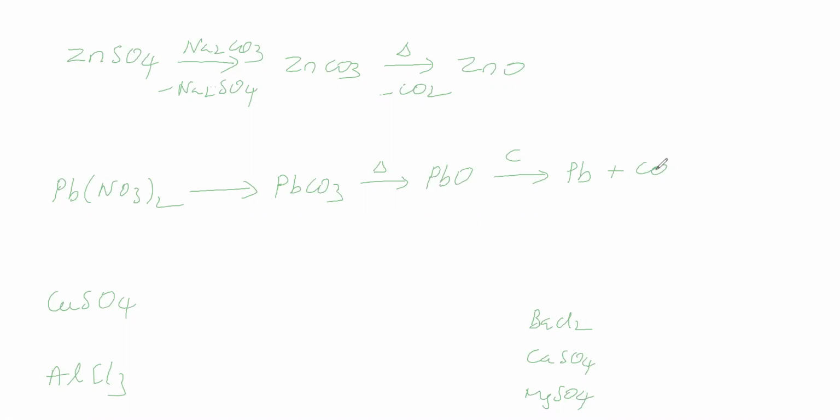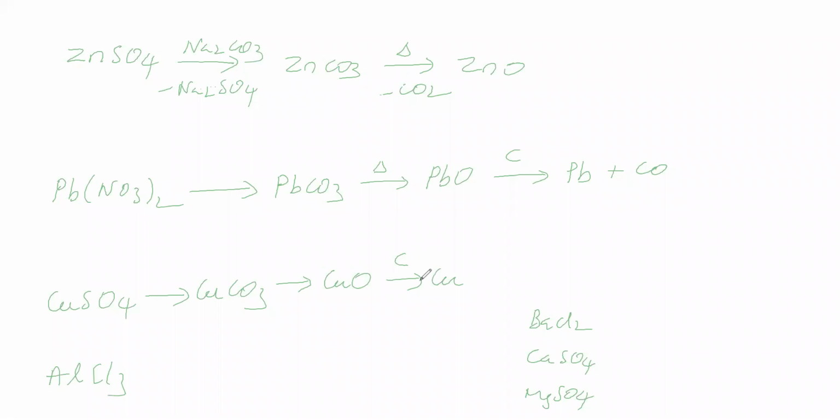Okay. Next, copper sulfate. If the given salt is copper sulfate, this copper takes this carbonate and becomes copper carbonate. This copper carbonate on decomposition gives copper oxide. This copper oxide takes carbon from the reducing flame and becomes copper.